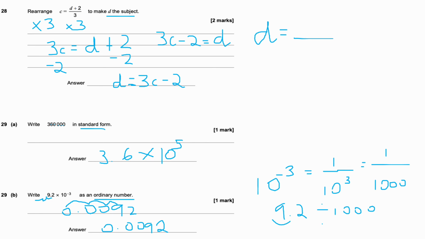So I'm moving it 1, 2, 3 places. So I'll put a point there. I'll put my zeros, 0 and then 0 there, and then just delete this decimal point here, and that's how I confirm my answer.